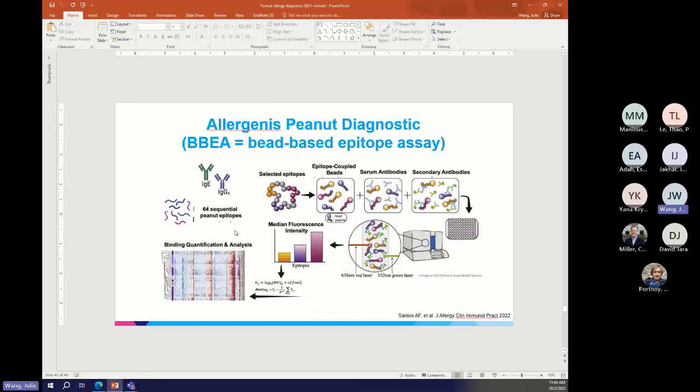And so the bead-based epitope assay is now CLIA approved as a clinical reference laboratory test in the US. In most states, I will say that in New York it is not yet available, but in many other states in the US this is an available test, so something that, if you haven't encountered yet, patients may be asking about.